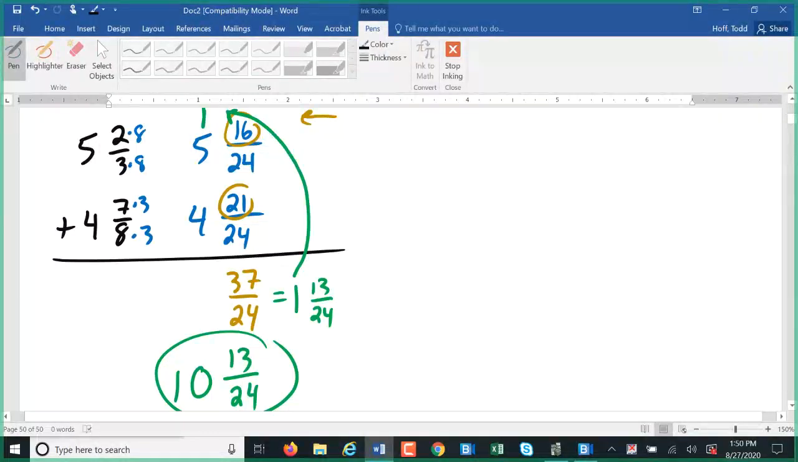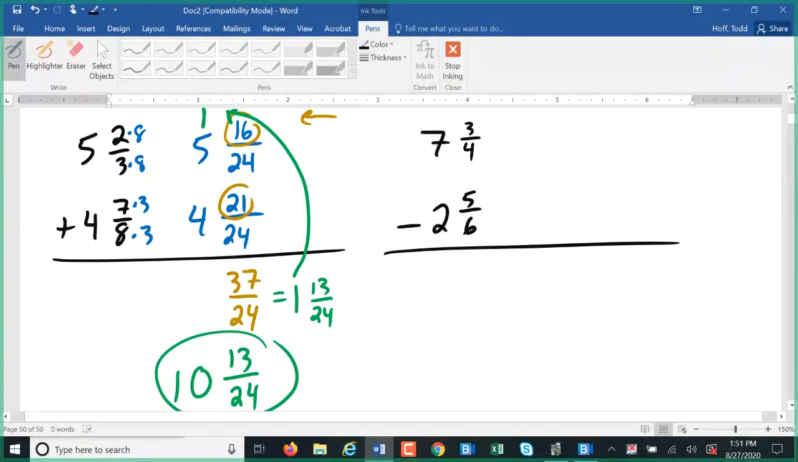For subtraction, we have similar issues that come up. We might have 7 3/4 minus 2 5/6. We have a common denominator between 4 and 6. 12 will work. We could have also used 24, but 12 is a little bit smaller. To turn the 4 into a 12, it had to be multiplied by 3. So we do 3 times 3 is 9 twelfths. Turn the 6 into a 12, multiplied by 2. So we do 5 times 2 is 10 twelfths.